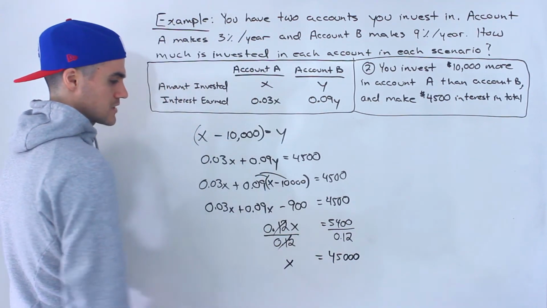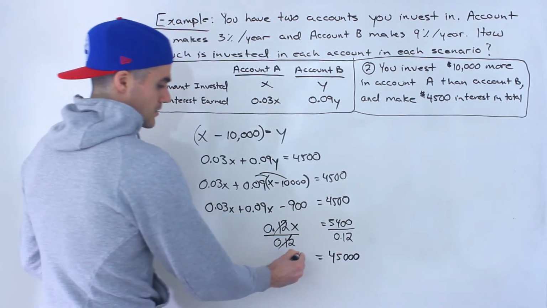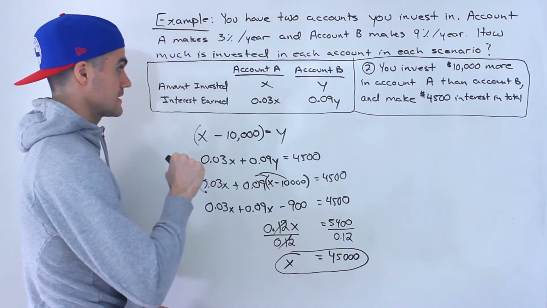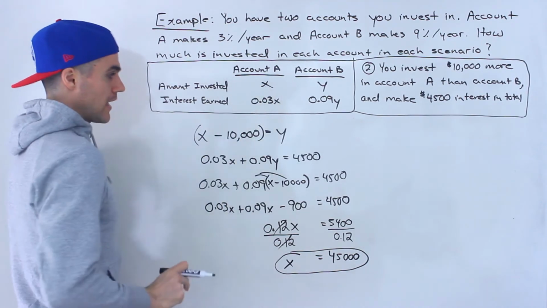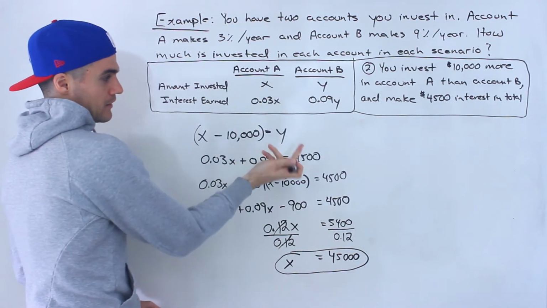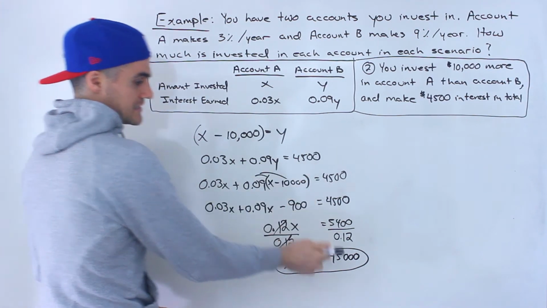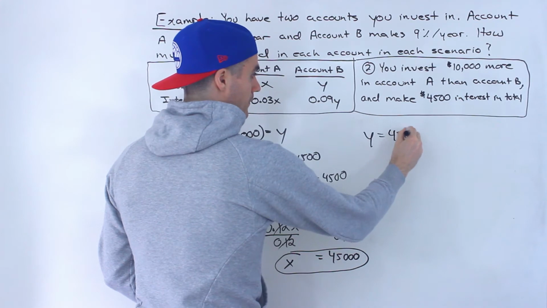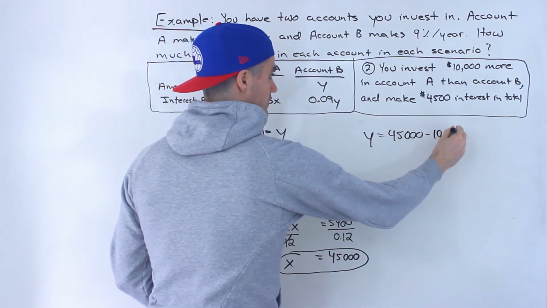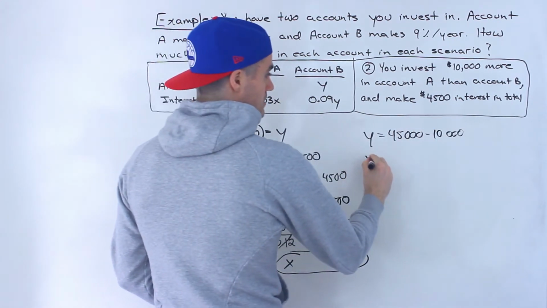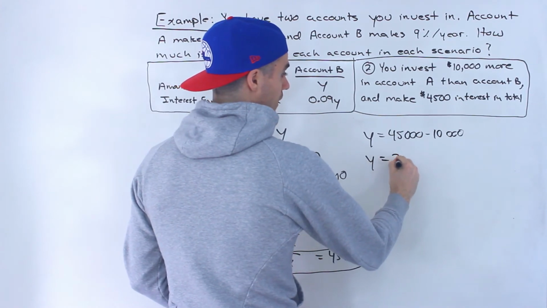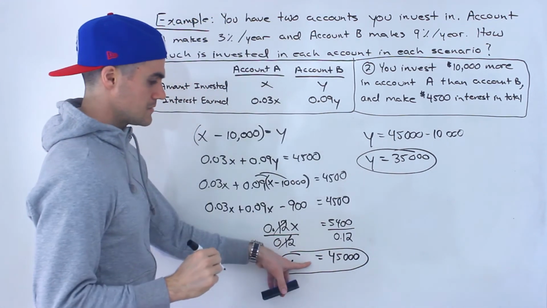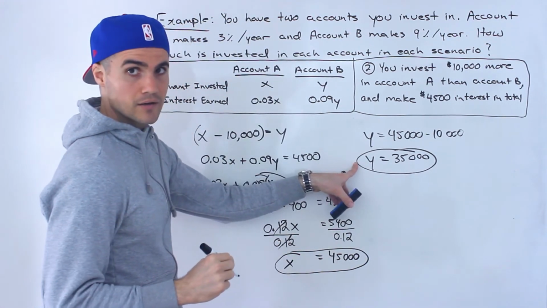So notice these 0.12s cancel out. So x would be 45,000. That's the amount that would be invested in account A. And then we could find the amount invested in account B. It's just going to be 10,000 less than that. So 45,000 minus 10,000, that would give us 35,000, like that. So that's the amount invested in account A, that's the amount invested in account B.